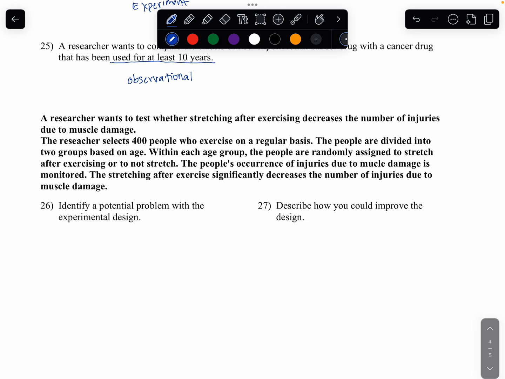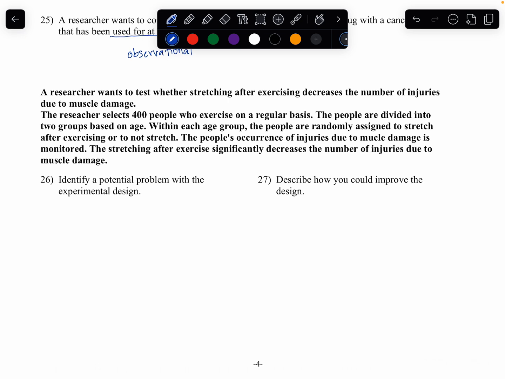A researcher wants to test whether stretching after exercising decreases the number of injuries due to muscle damage. The researcher selects 400 people who exercise on a regular basis. The people are divided into two groups based on age. Within each age group, the people are randomly assigned to stretch after exercising or to not stretch. The people's occurrence of injuries due to muscle damage is monitored. Stretching after exercise significantly decreases the number of injuries due to muscle damage. So identify a potential problem with the experiment.